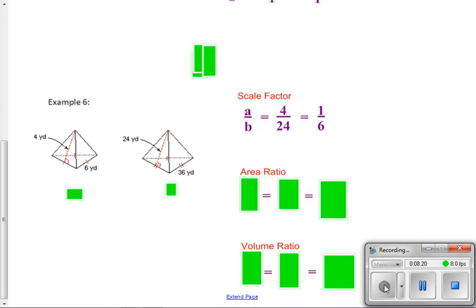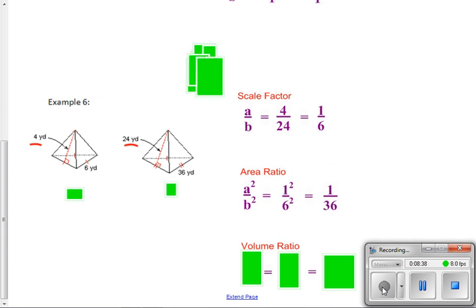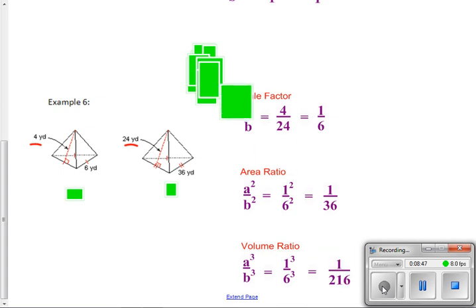Alright, now that we're back here, knowing these figures are similar as stated in the directions, I used 4 and 24, that converted to 1/6. Next thing I would do is find my area. Again, by squaring my scale factor ratio of 1/6, I come up with 1/36. Find my volume. Take my scale factor and cube them. And I would come up with a ratio of 1 over 216. This will conclude lesson 70.